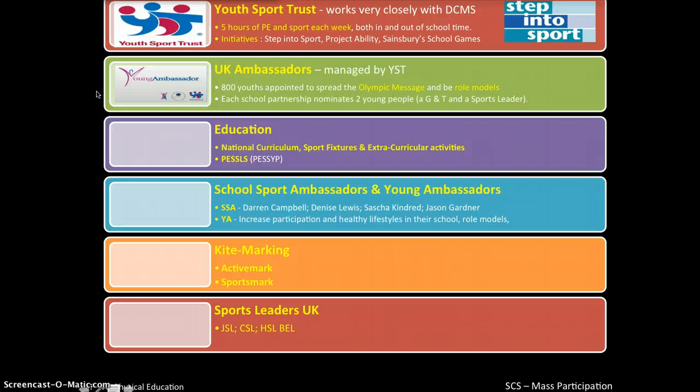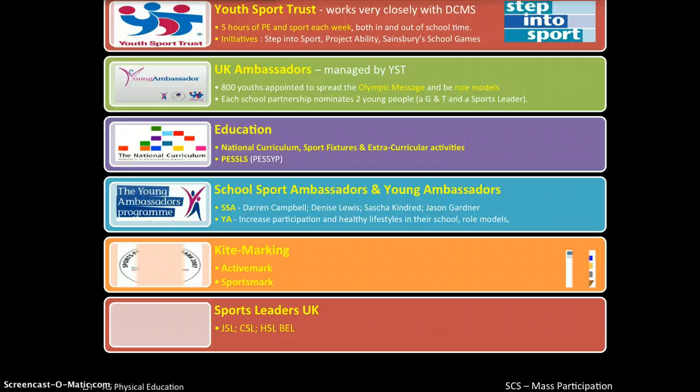UK ambassadors, so young people who have been recognised as role models to encourage other young people to take part. Obviously the national curriculum, which you've all experienced, the factors within school, in your core PE, which you have to take part in. Sports ambassadors, so the athletes named here, hopefully some of which you recognise, these big profile people there to try to encourage and motivate you to take part.